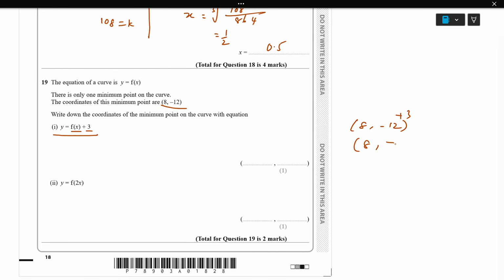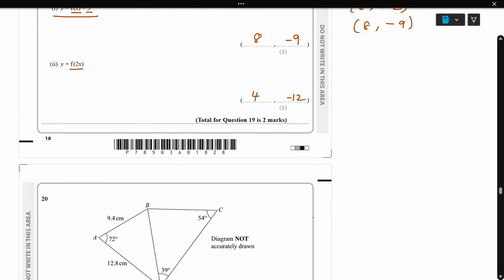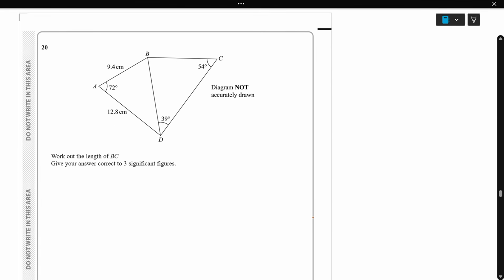So here the coordinates of the minimum point under a translation. Here there is no change in x, only y adding 3. So 8, and when we add up 3 here it is going to be negative 9. So 8, negative 9. Next, the 2x: when the 2 is inside the bracket, we have to make it opposite. So here it is a multiply, so we need to divide the x by 2. So x becomes x divided by 2, which is 4 and negative 12. That's the answer. Okay, next question 20.